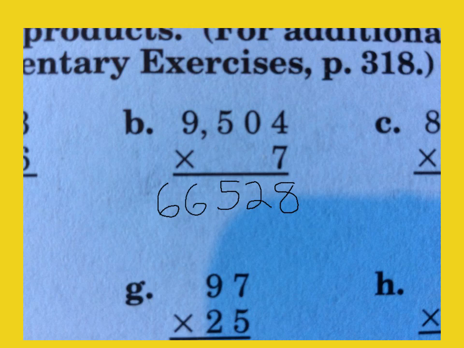And so for B, remember your comma always goes 3 places over. So that's the third place right there, so a comma here. And B, our answer is 66,538. Remember to circle your answer.